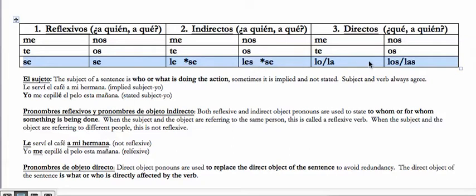And when we put these together, when we put, for example, le, lo, or le, la, or le, los, or le, las, we can't do that in Spanish. So in that case, this indirect object pronoun changes to a se. So we say selo, sela, selos, selas. Notice that this is still an indirect object pronoun, this se. It's not a reflexive object pronoun, which is this se.